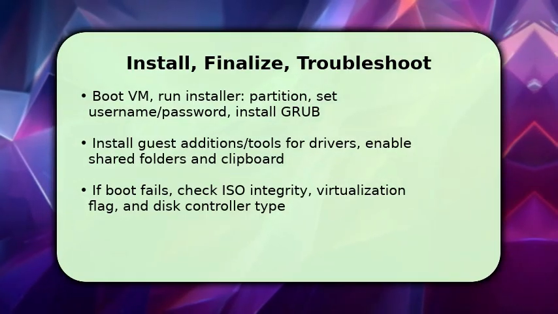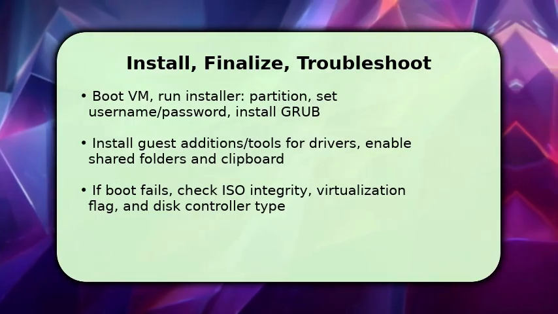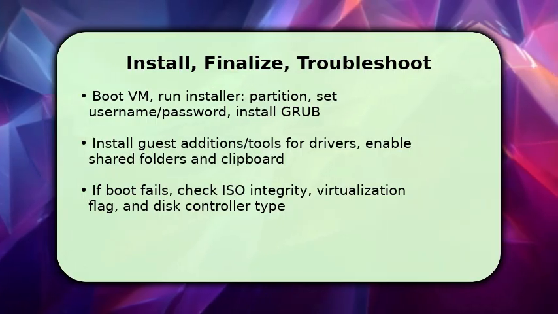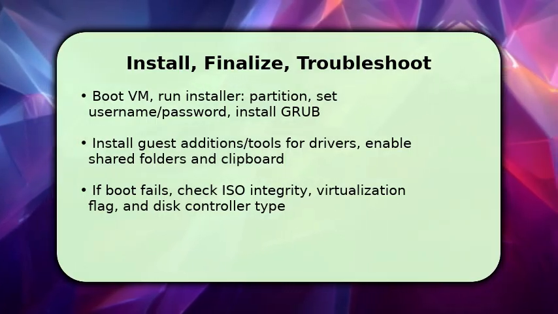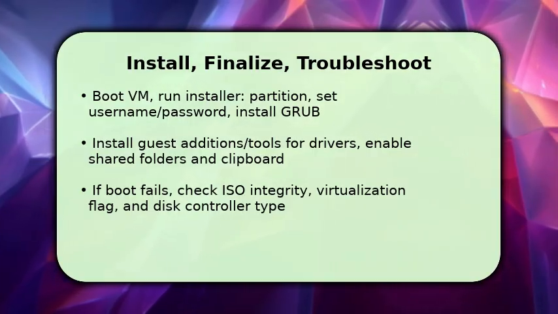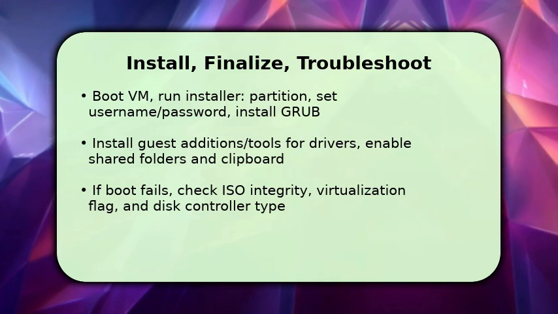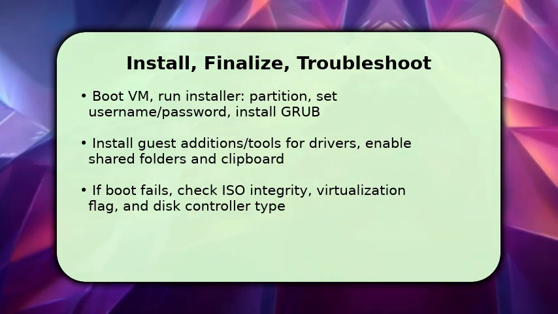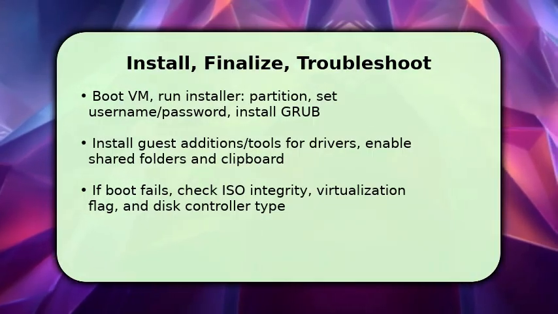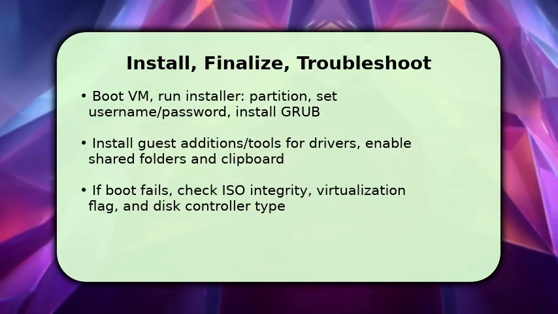Once installed, remove the ISO and reboot, then install guest editions or VM tools to enable proper graphics, shared folders, and clipboard integration. Make sure to update packages. If the VM won't boot, check the ISO checksum, confirm CPU virtualization is enabled, and switch the virtual disk controller type. These quick checks fix most installation and boot issues.